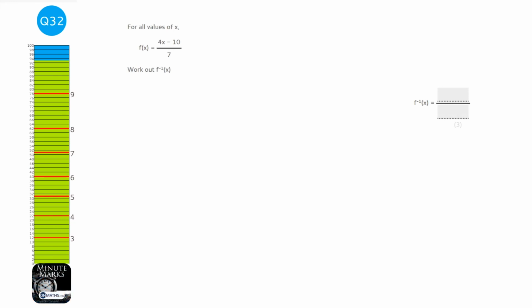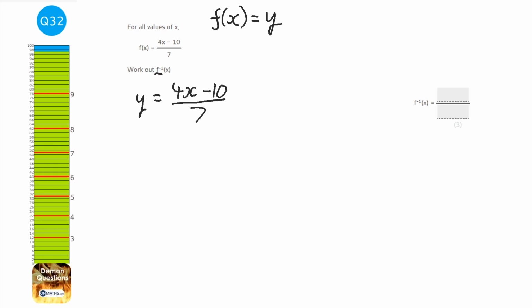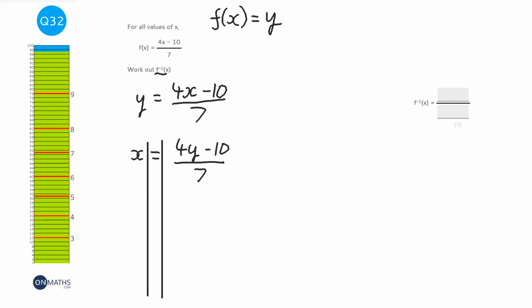There are a few different methods to answer this question, but I prefer the method where we just replace f of x with y because it becomes a lot easier. So I'm just going to write out the same equation. Now, when you want to find the inverse, which this is, of the function, all you do is swap the y and the x around. So we're going to have x equals 4y minus 10 over 7. And then all we need to do is get it so we've got y equals.